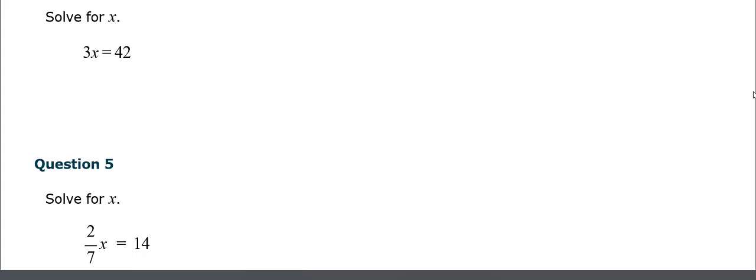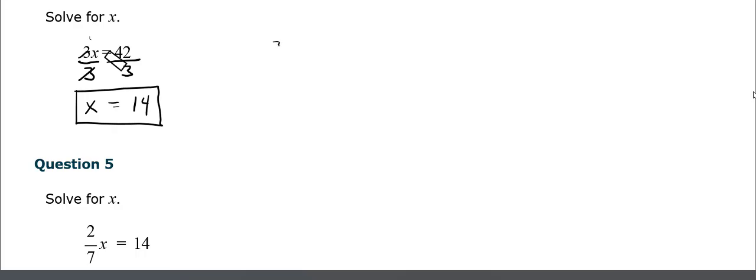So what I need to do, since I'm solving for 1x, is to do something to this coefficient to make it 1. So the easiest thing to do in this case is to divide, and what I do to one side I do to the other side as well. So 3 divided by 3 is 1, so that gives me 1x. And 42 divided by 3 is 14. So my answer for this problem is 14.